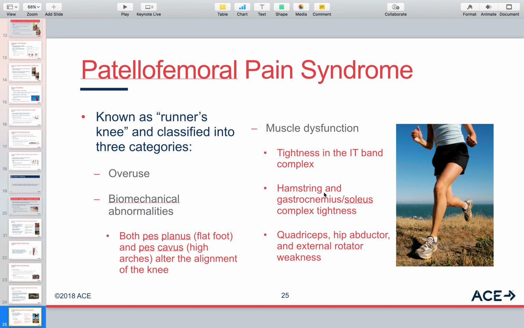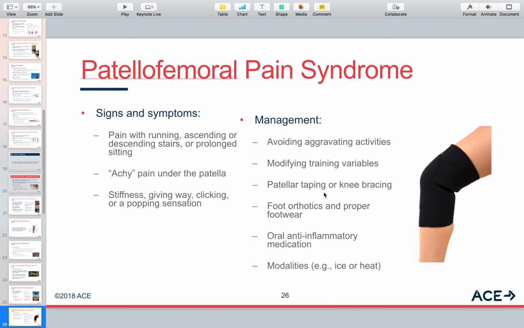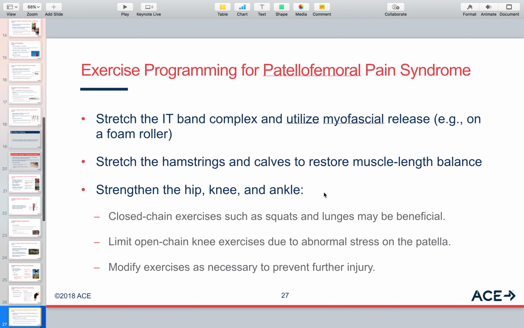Patellofemoral pain, known as runner's knee. So overuse is most commonly when this develops. If you are training for some sort of a marathon and you aren't following a training regimen, you jump into it too quickly, that often develops runner's knee or patellofemoral pain syndrome. So you want to try to avoid that by gradually increasing your training regimen.